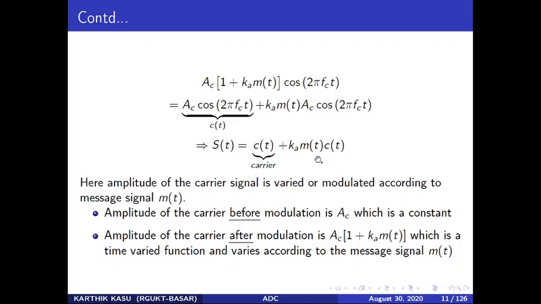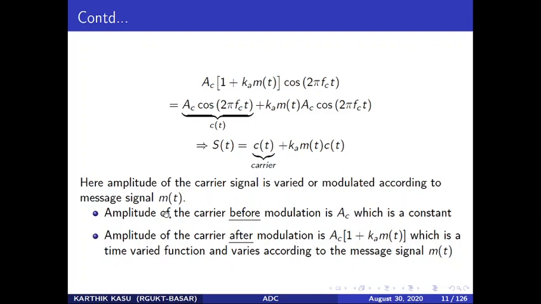Which means, in order to modulate any message signal, that message signal m of t needs to be multiplied with a carrier. So simply we take a message signal, we multiply it with the carrier, and then we transmit. That's what we do generally. Now, this is the definition of amplitude modulation. You can read it carefully. Here the amplitude of the carrier signal is varied, or modulated, according to the message signal m of t. I will elaborate on this now.